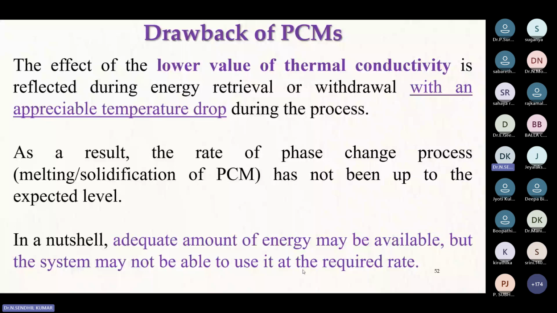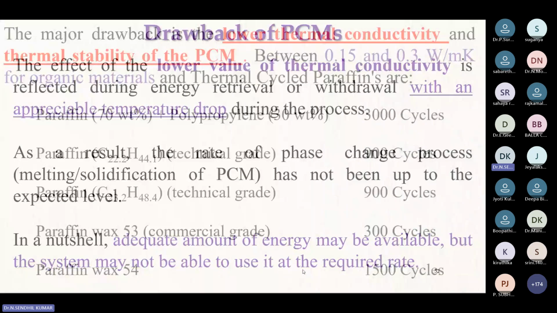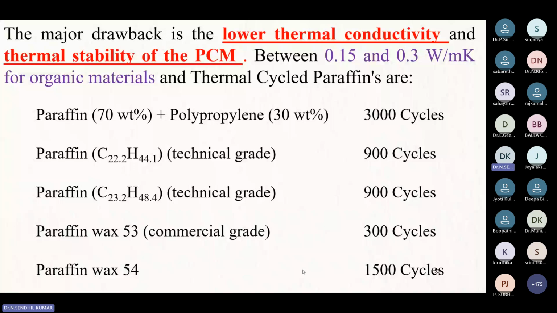It purely depends on what application you are going to use it for. Normally for heat transfer applications, if the K value is very high, it will be good. Actually, normally all the PCMs have very low K values. Anyhow, you have to think about adding a composite to that phase change material. So if you see here, one of the two properties, that is thermal conductivity and thermal stability. For organic PCM, it is 0.15 to 0.3 watt per meter Kelvin, that is the K value. But if you see the thermal stability, it will last only 900 cycles, 1000 cycles, 1500 cycles.